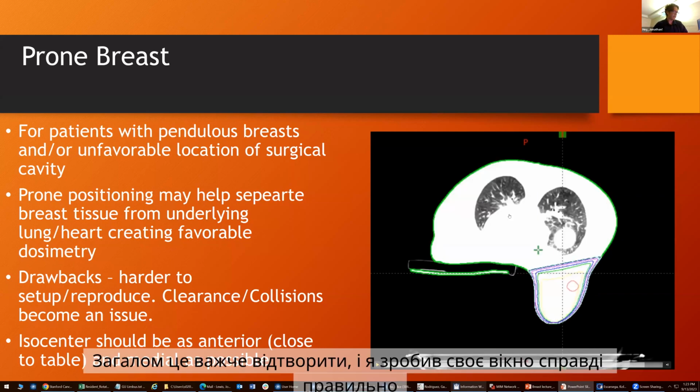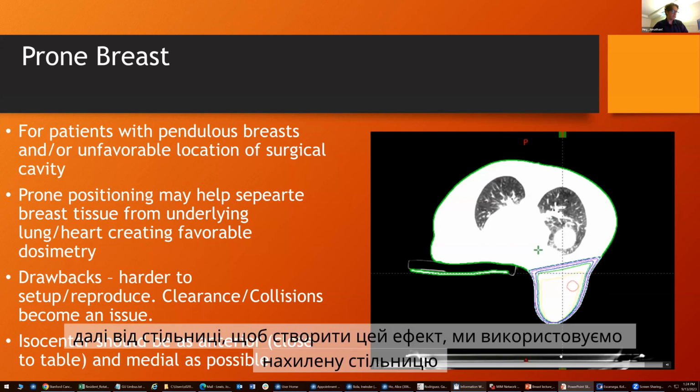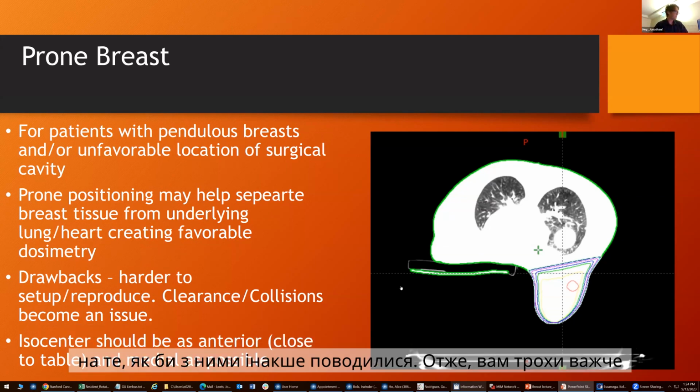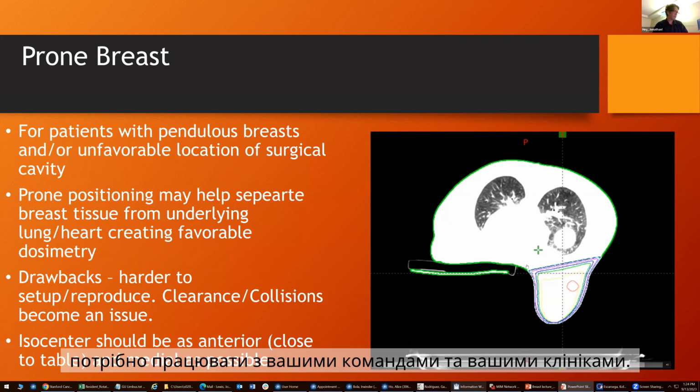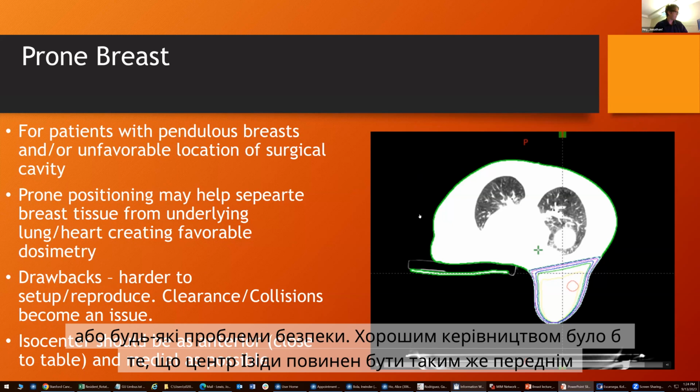And as I've made my window really bright here, it also introduces clearance issues because now the patient is much further away from the tabletop. In order to create this effect, we're using a prone tabletop, which allows the anatomy to fall forward. But that means that the patient is very high up compared to how they would otherwise be treated. So it's a little harder. You have to work with your teams and your clinics to make sure you have good guidance about how to treat these patients without introducing collision issues or any kind of safety problems.